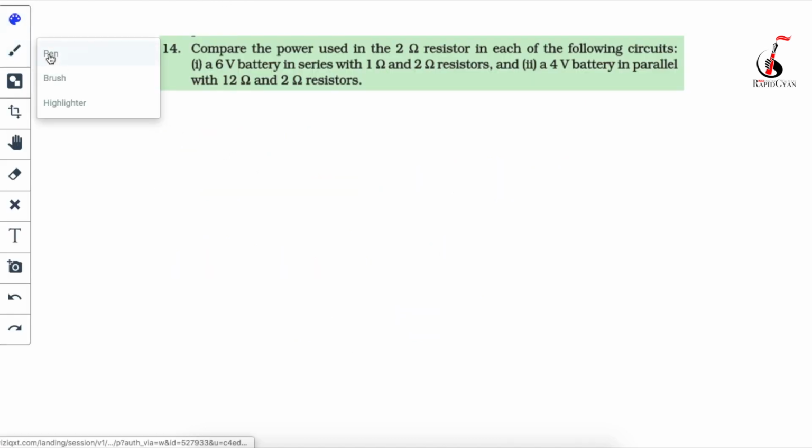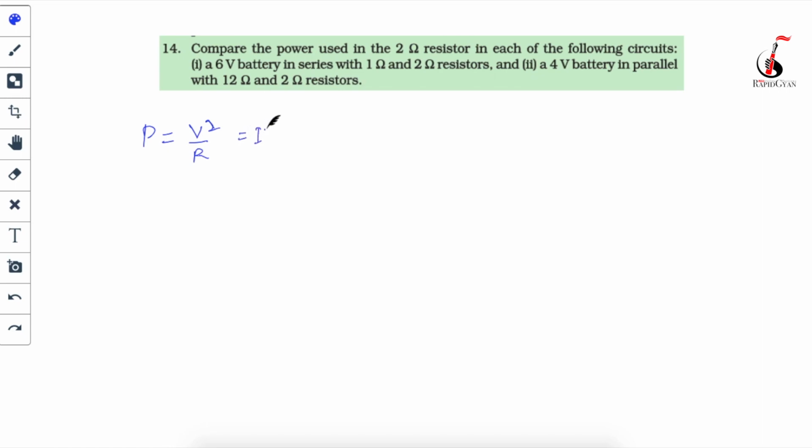Your next question says: compare the power used in the 2 ohm resistor in each of the following circuits. One, a 6 volt battery in series with 1 ohm and 2 ohm resistors. And another one, a 4 volt battery in parallel with 12 ohm and 2 ohm resistors. So guys, this question is a little bit tricky. You will have to find out the power, and we know the formula of power: you can use V square upon R, or you can use I square into R. Correct? So which formula are you going to use in these cases?